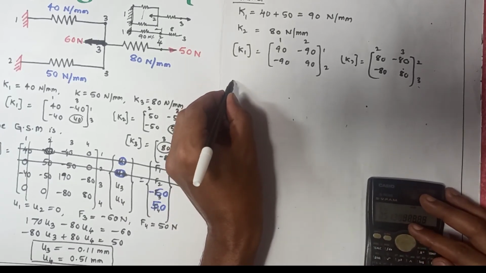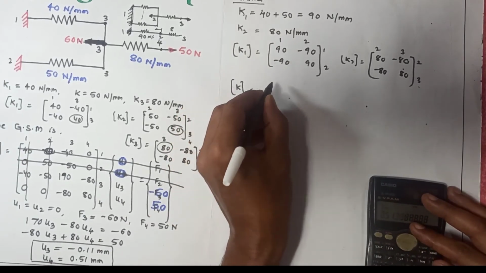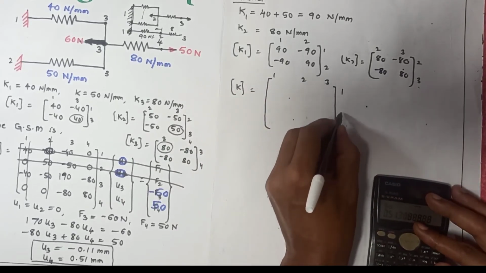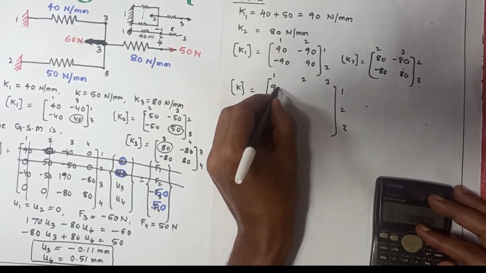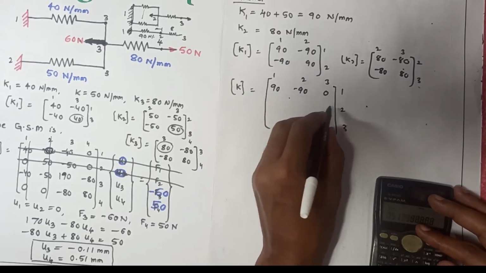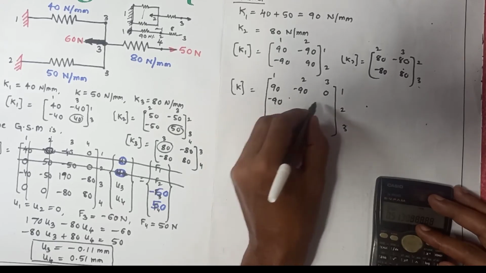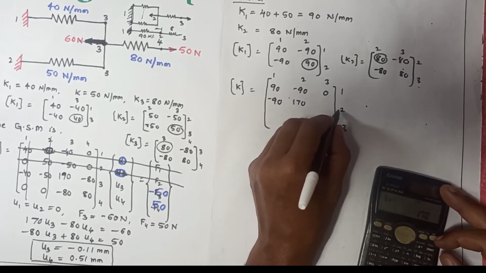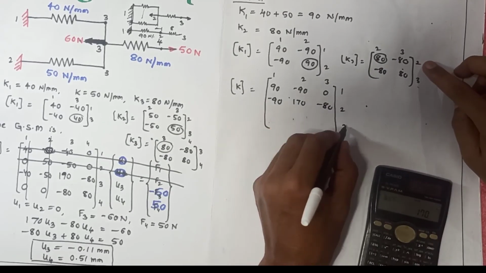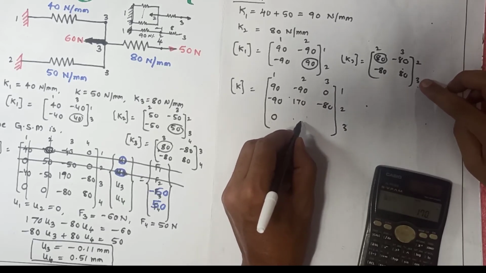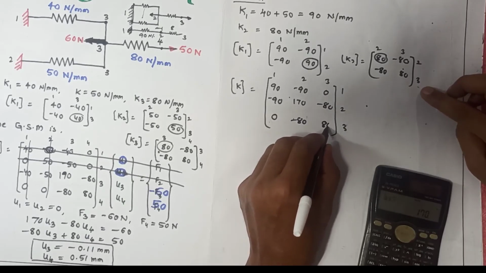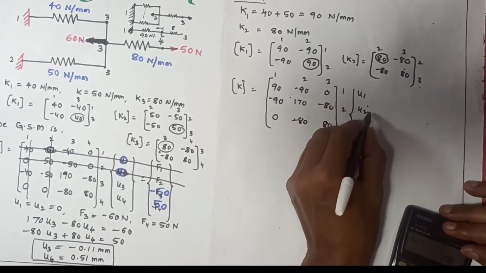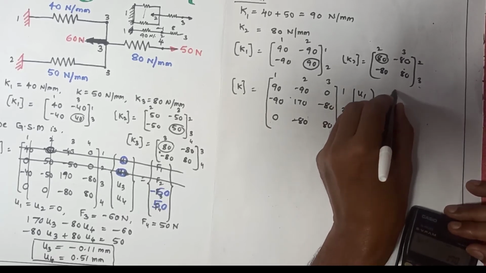Now what will be the global stiffness matrix, where K is equal to K1 plus K2. So 1, 2, 3. Only 3 nodes now. 1, 1 is 90. 1, 2 is minus 90. 1, 3 is 0. 2, 1 is minus 90. 2, 2 is 90 plus 80, so 170. 2, 3 is minus 80. Now 3, 1 is 0. 3, 2 is minus 80. 3, 3 is plus 80. Okay, so again the finite element equation: U1, U2, U3 is equal to F1, F2, F3.